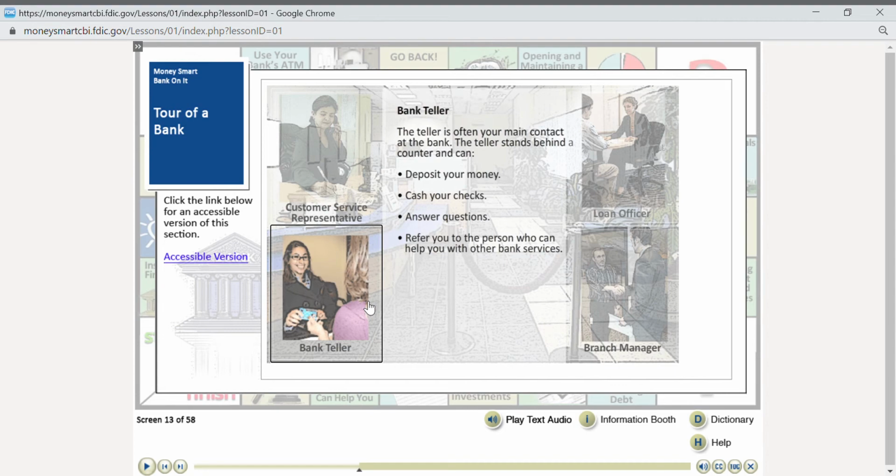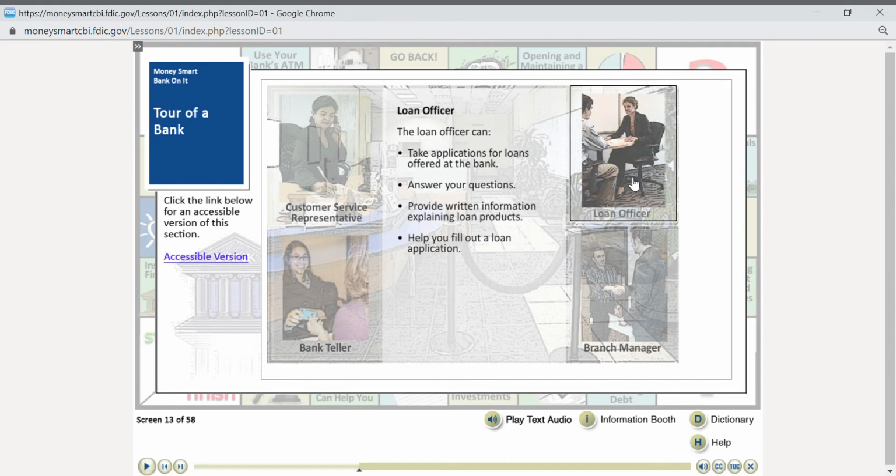The teller stands behind a counter and can deposit your money, cash your checks, answer questions, refer you to the person who can help you with other bank services. Loan officer. The loan officer can take applications for loans offered at the bank, answer your questions, provide written information explaining loan products, help you fill out a loan application.